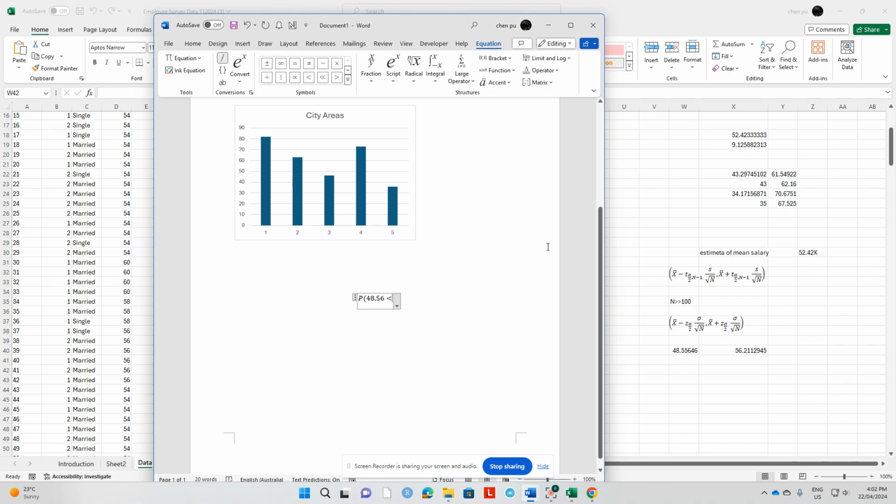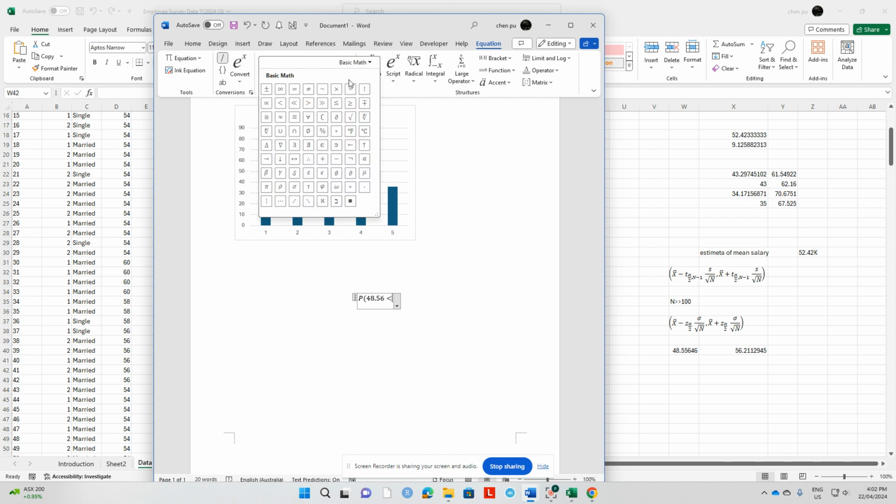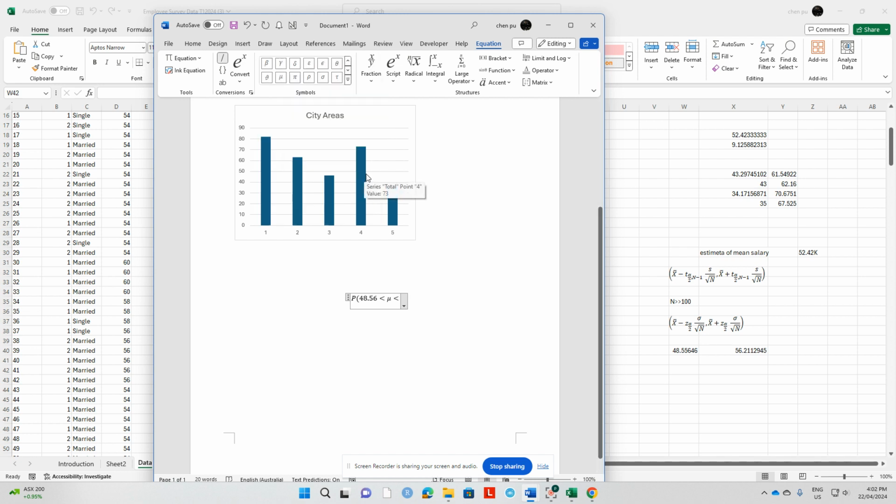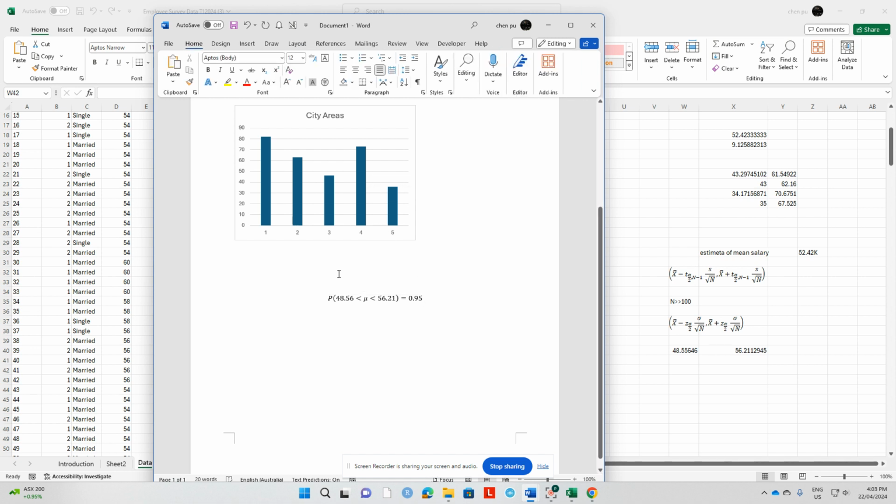what is in the middle? Middle is the mean of salary, so we use mu for mean. Mu. What is the upper bound? Upper bound is 56.21. So the probability that the population mean is within this interval equals 0.95, 95%. This is the confidence interval.